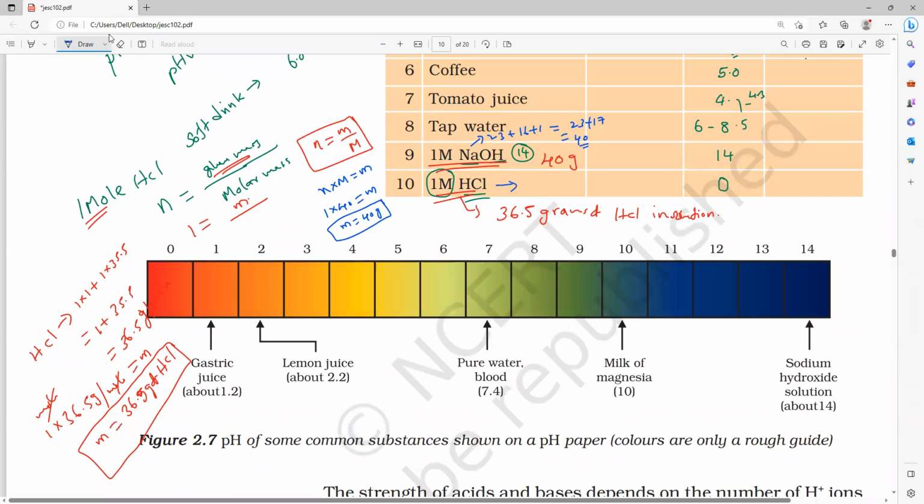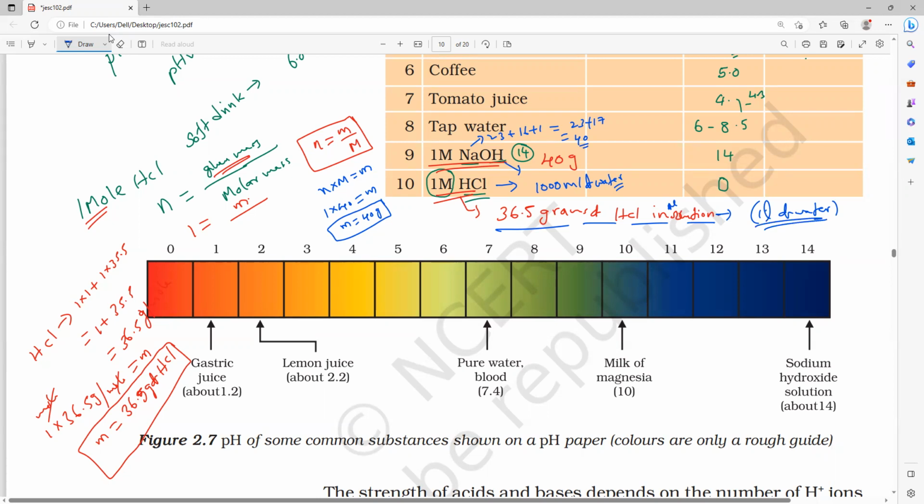All of you remember, this is also very important. 1000 ml of water means how many liters? 1 liter. 36.5 grams of HCl in how many liters of solution? 1 liter. The total solution is 1 liter. So 36.5 grams of HCl in 1 liter of water. That is what you have to remember. Is it okay, guys?